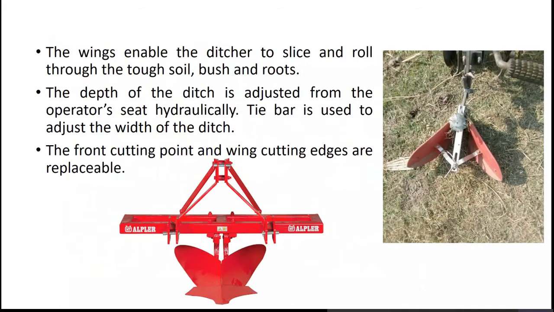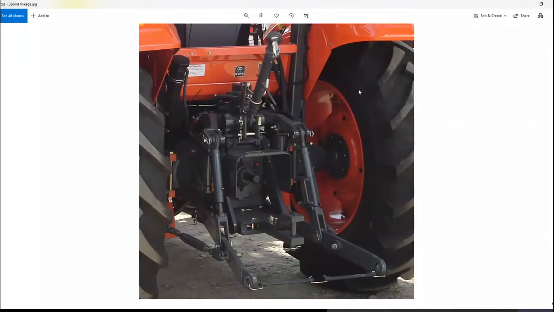I'll show you one picture. This is the 3-point linkage of your tractor. This is the backside of the tractor. This is your top link. This top link will connect to the top link of your ditcher. These are the two bottom links. This rubber connection can be removed. So these bottom links and this top link are operated hydraulically by the tractor. So if you want to increase or decrease the penetration, these links can be increased or decreased.